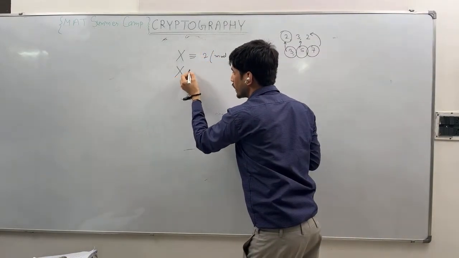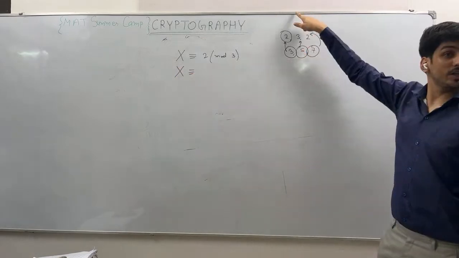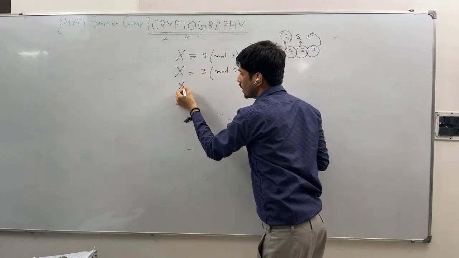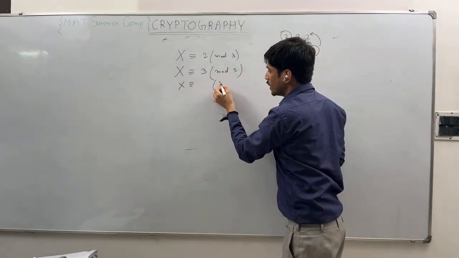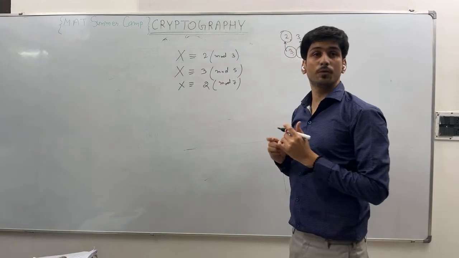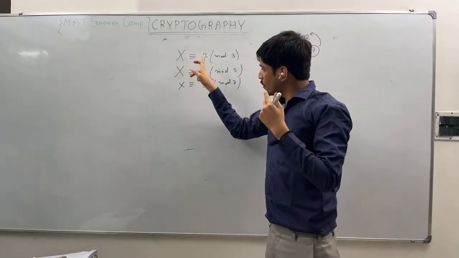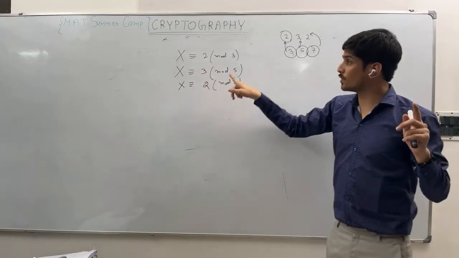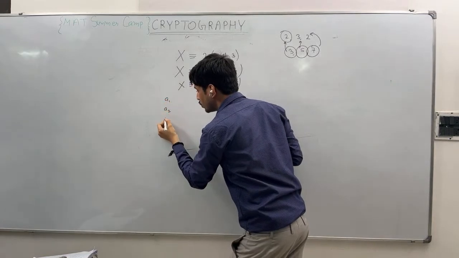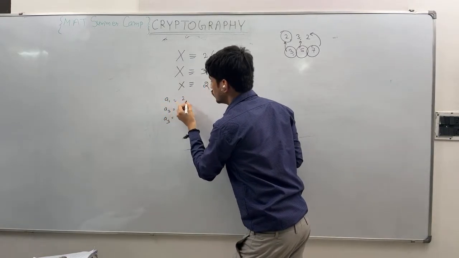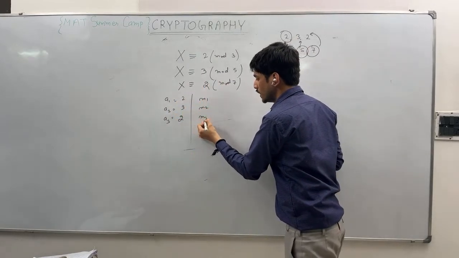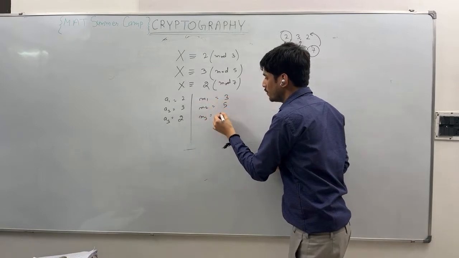Next we have x, dividing by 5, the remainder is 3. Next we have dividing by 7, the remainder is 2. So far it is clear. If I compare with the original equation, these are my a1, a2, a3, and these are m1, m2, m3. What is a1? 2, a2 is 3, a3 is 2. Here m1 is 3, this is 5, and this one 7.